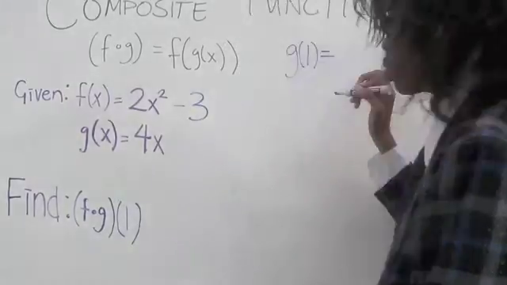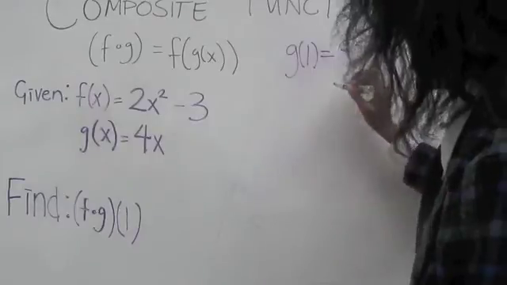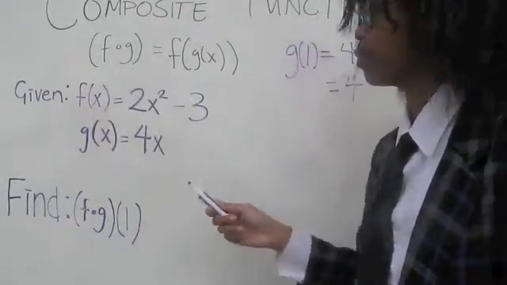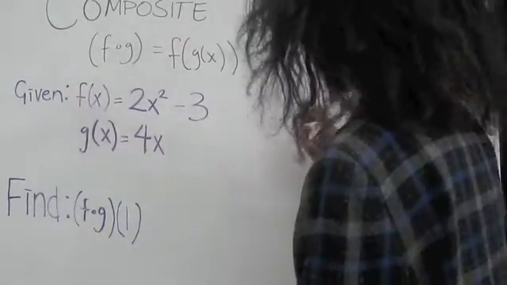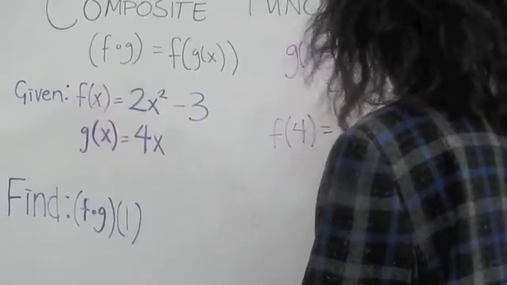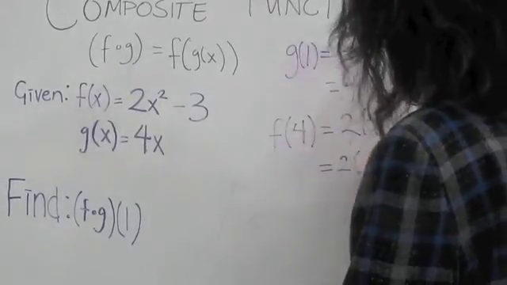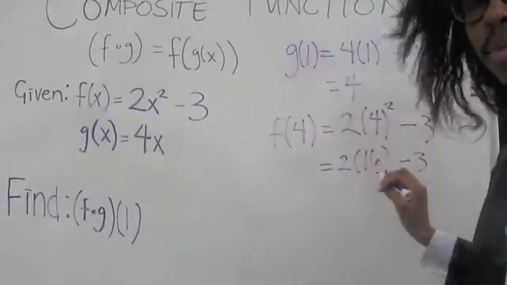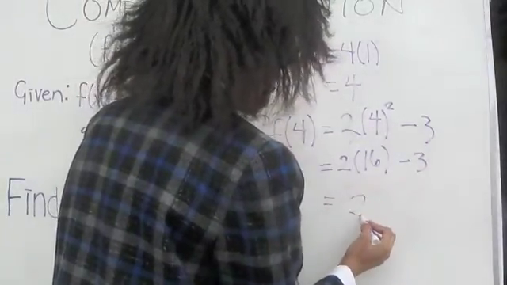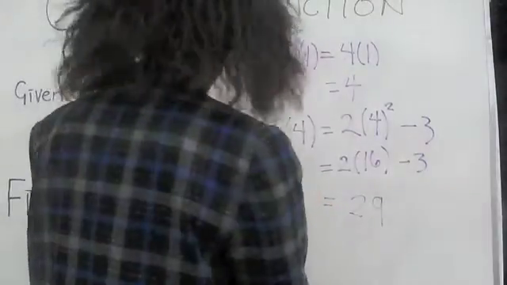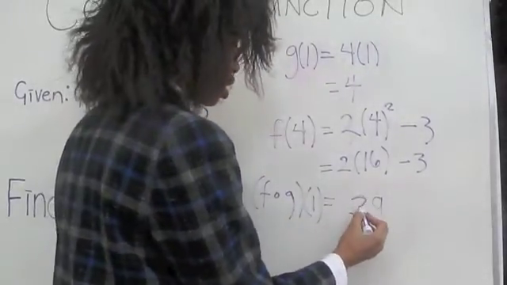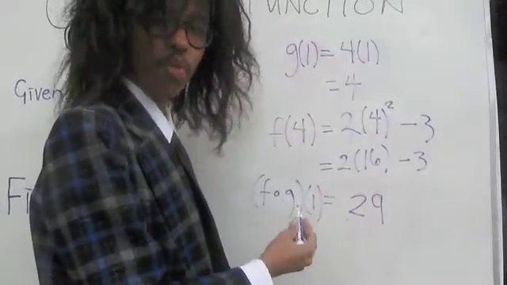g of 1 equals 4 times 1, which equals 4. Now what we do with this information is plug it into our f of x equation, which is 2x minus 3. Let's do that. f of 4 equals 2 times 4 squared minus 3, which equals 2 times 4 squared, which is 16, minus 3. 2 times 16, as you know, is 32. Minus 3 is 29. So we know that this equals 29. This tells us now our final answer, which is f of g of 1 equals 29.